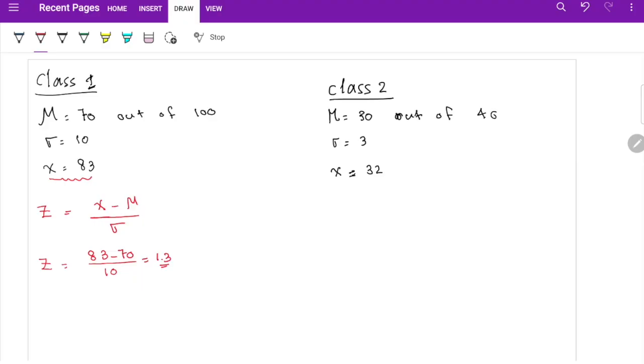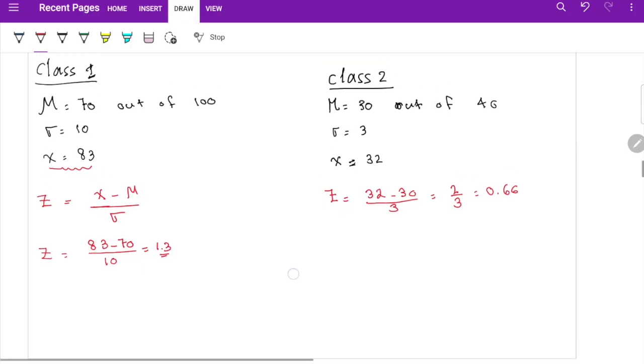However, the standardized value for your friend is z equals 32 minus 30 divided by 3, which is 2 over 3, which is approximately 0.66. So it's clear that your score is higher than him. So your z-score is greater than his. So you performed better than your friend.